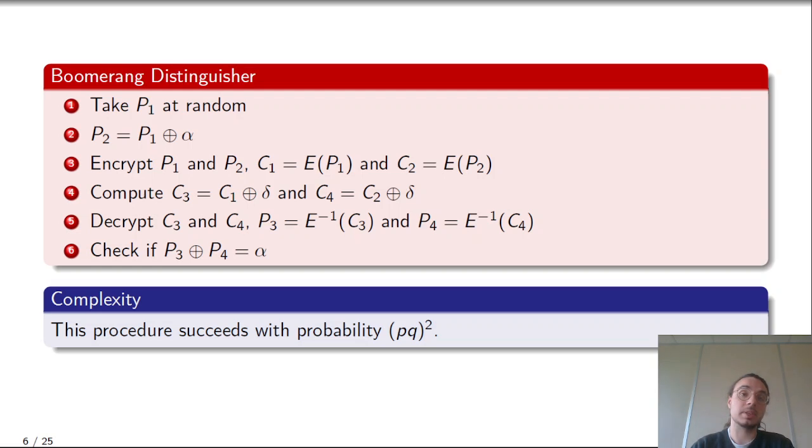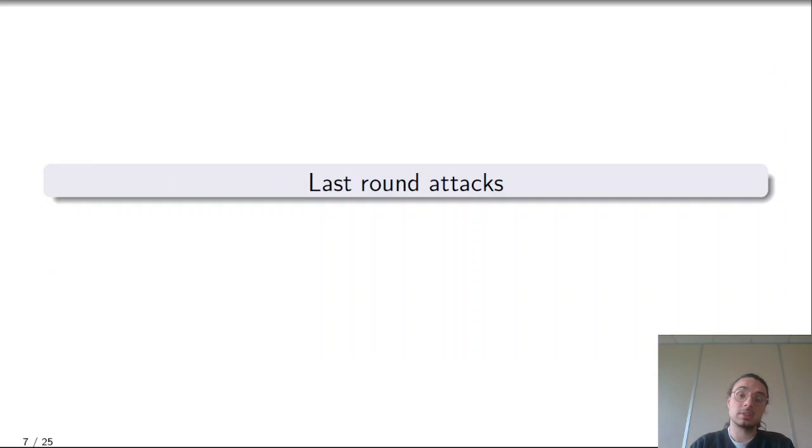So we made the distinguisher by taking p1 at random, computing the rest, and checking whether the difference between p3 and p4 is alpha or not. This distinguisher succeeds with probability p squared q squared because we use each differential twice. So how to make it into a key recovery attack?